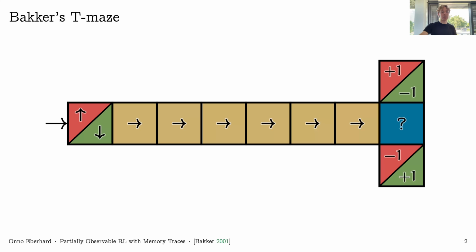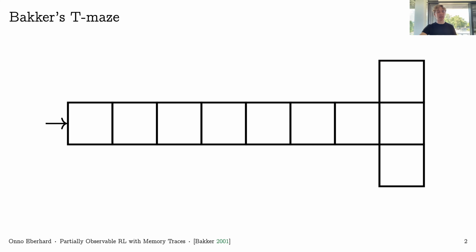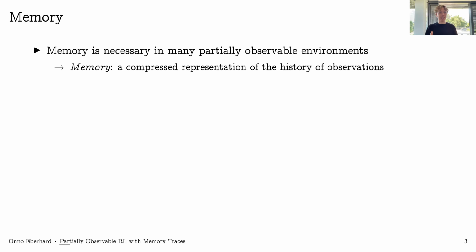If we walk through this environment as a simple reactive agent, it would look something like this. We start at the left, we get the first observation, in this case it is green. Then we walk until we reach this decision state. And now we have to make a decision based on just this blue observation, which doesn't tell us anything. So it's simple to make the wrong decision. The takeaway here is that in many environments, it is necessary to have some kind of memory.